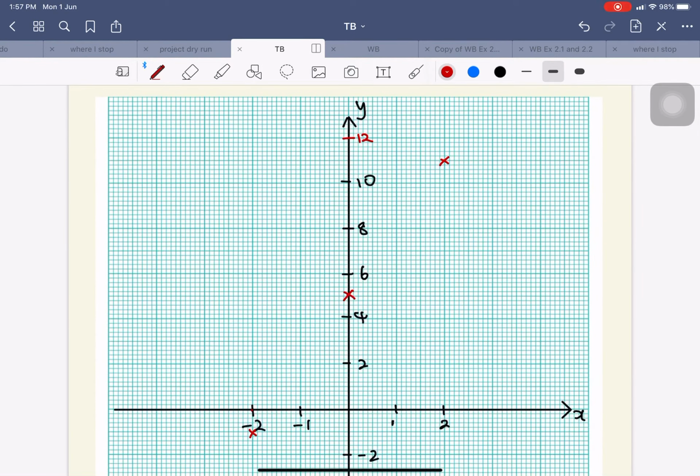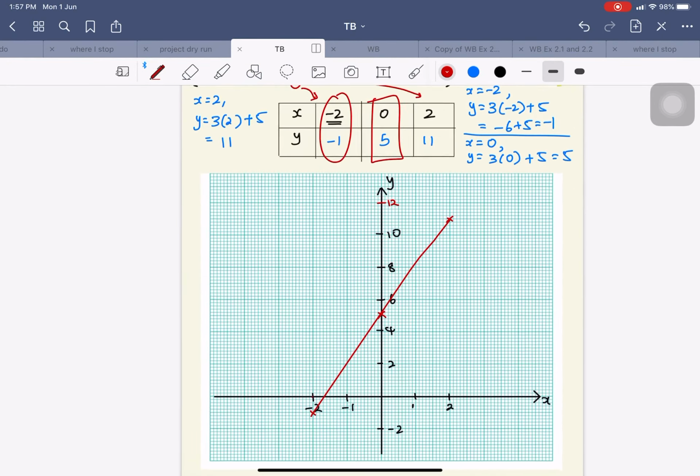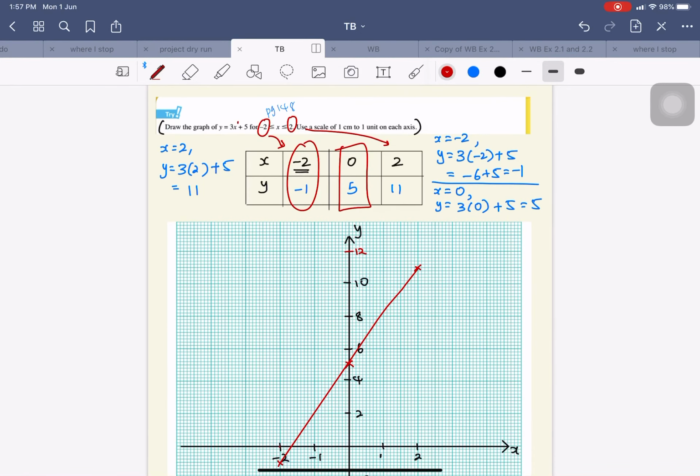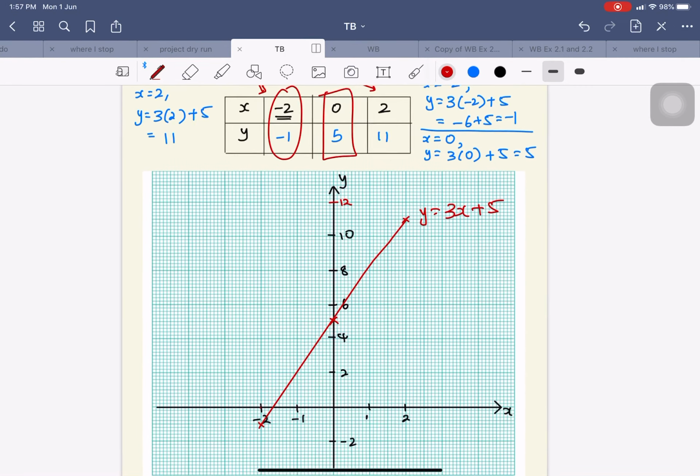So I will join these 3 points with a straight line. And I label it y equals 3x plus 5. So this is how you draw a straight line graph.